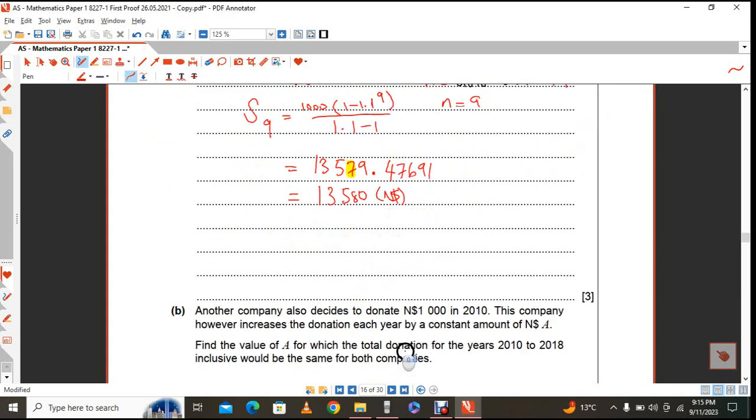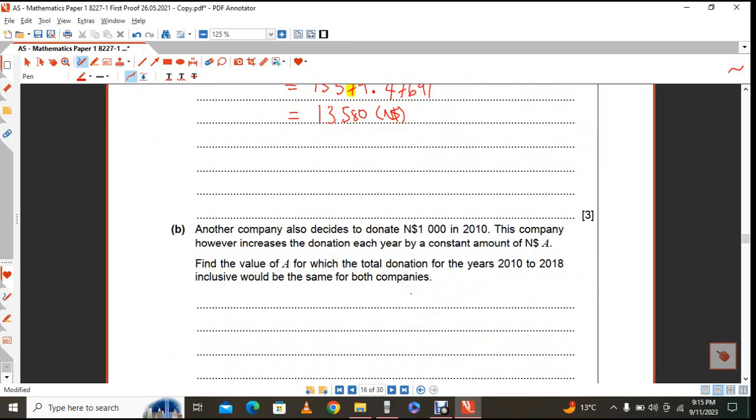Part B of the question says another company also decides to donate 1,000 Namibian dollars in the same year. So the first term is 1,000 as well. This company, however, increased the donation each year by a constant amount. That constant amount indicates that there must be some sort of common difference. If that is the case, then this is an arithmetic progression, where we need to determine what our d is, and our d here happens to be called a.